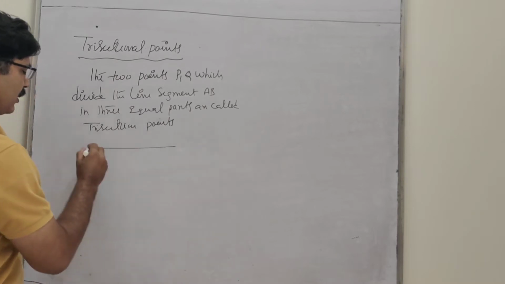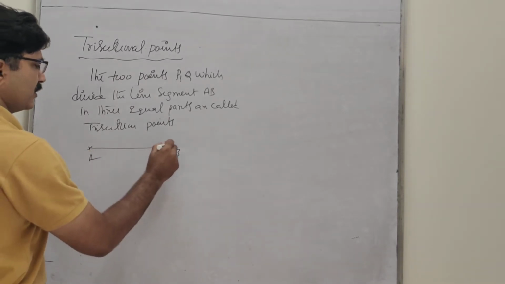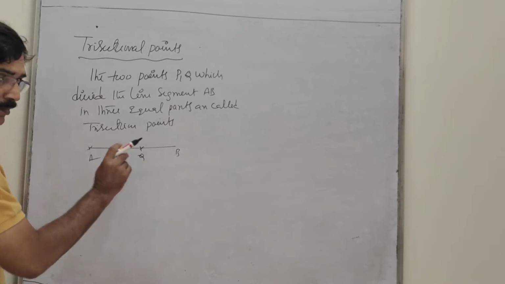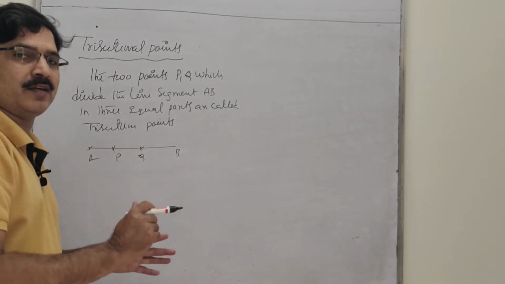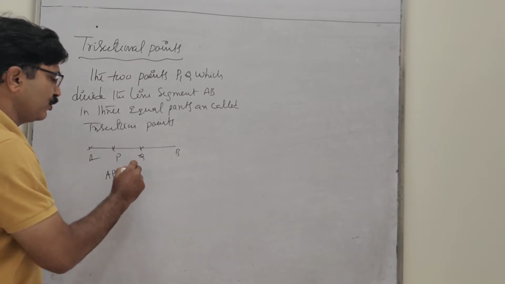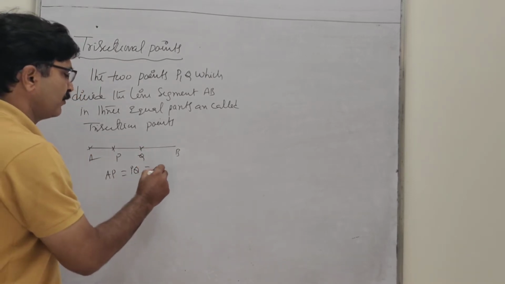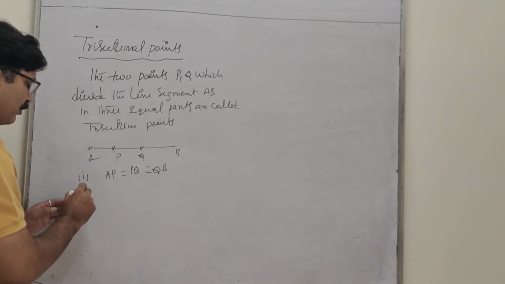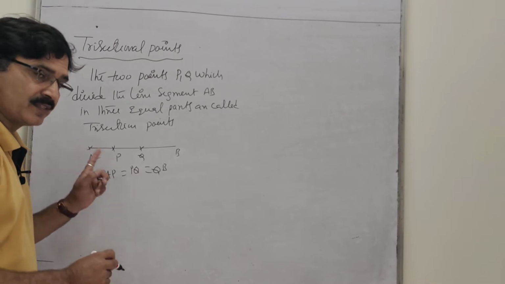So what does that mean here? Suppose AB is a line segment, with P here and Q here. What he said is very clear: this part is the same as this part, PQ is the same as QB. So you see it like this. Now with this, we understand one more point.